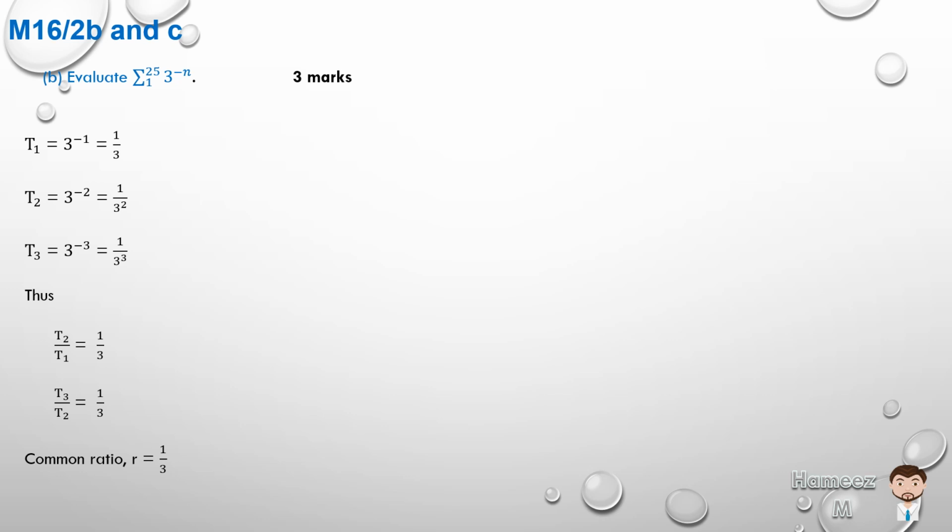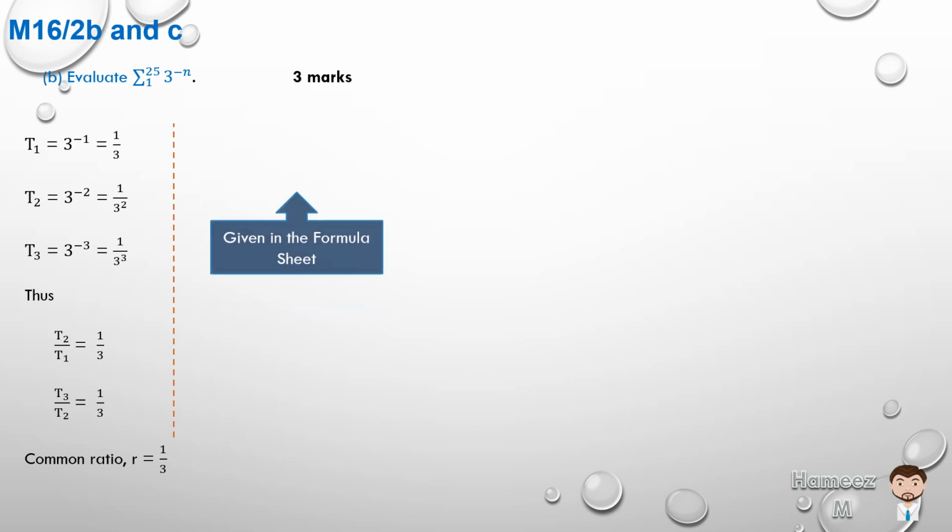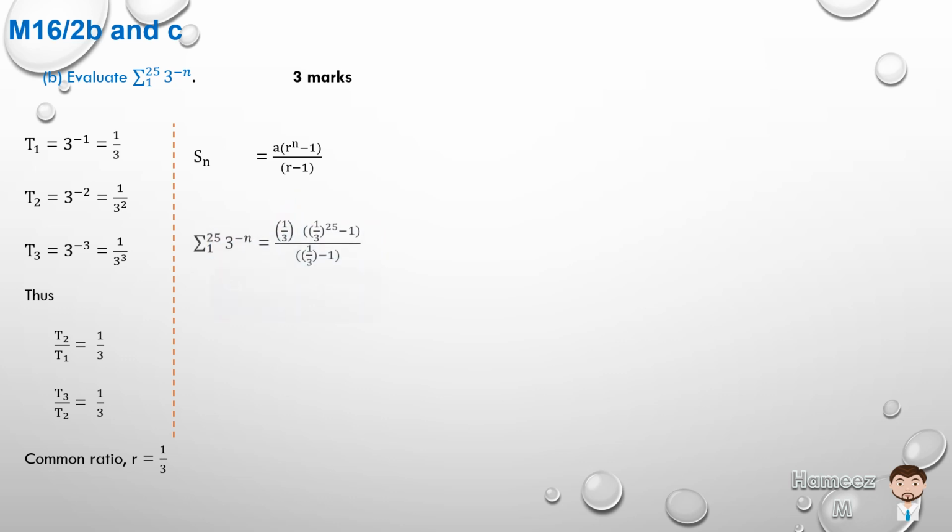So if we want to sum the first 25 terms of a geometric progression, then we have a formula which is given in the formula sheet. Sn is equal to a times r to the n minus 1 over r minus 1. So the sum from 1 to 25 of 3 to the minus n is equal to, we can substitute, a is the first term, which is 1/3, times r, which is 1/3, to the power 25 minus 1, all over 1/3 minus 1.